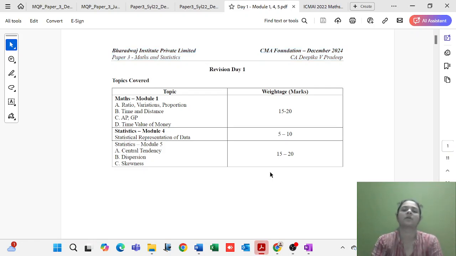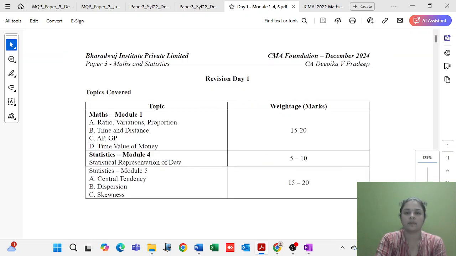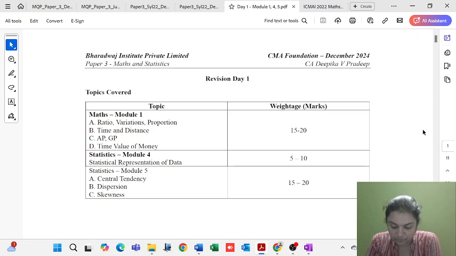Yeah. So we are going to start today with the first set of topics. Today's coverage is going to be module 1 from mathematics, which comprises 4 chapters: ratios, variations and proportion, time and distance, AP and GP, which is arithmetic and geometric progressions, and time value of money.